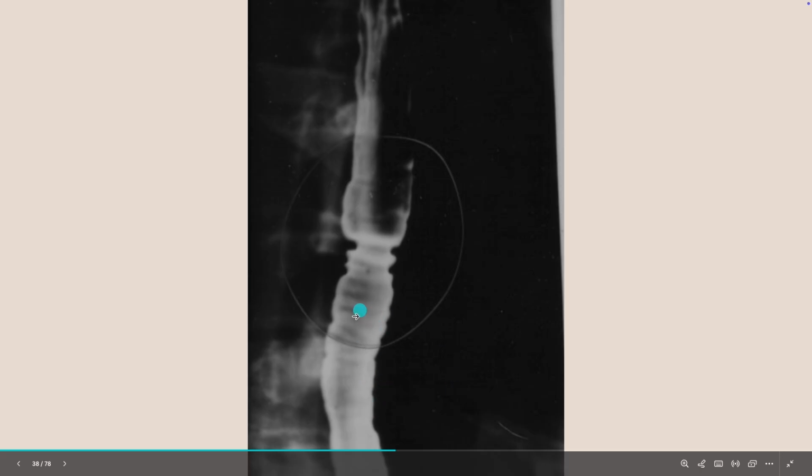Okay, so what is this? You can see the esophagus, you can see these little irregular strictures, and then again the esophagus kind of becomes round.